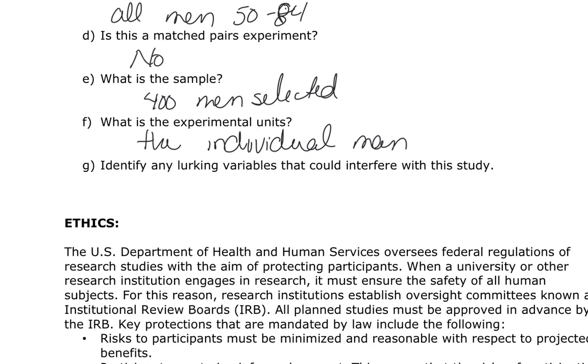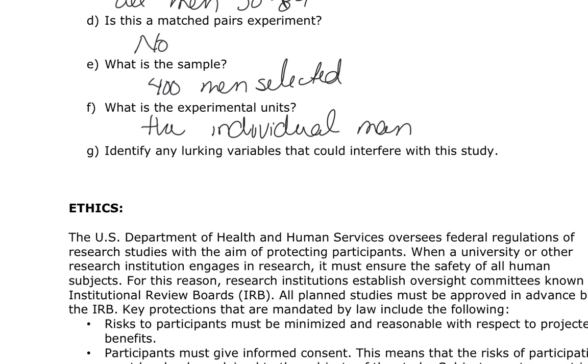Well, what are some lurking variables? And we kind of talked about this earlier, it could be the exercise or the fitness of the men that are in the study. So exercise, diet, genetic predisposition to heart disease. So these could affect our outcomes. So those are some lurking variables.